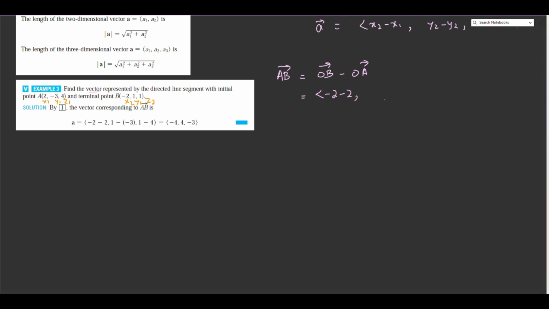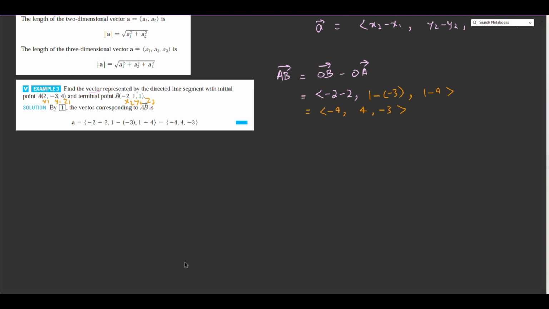So what will be y2 minus y1? It will be equal to 1 minus 3. Okay, and z2 minus z1, it will be equal to 1 minus 4. And when you simplify this, you will get minus 4, 4, and -3. So these are the components of the vector AB.